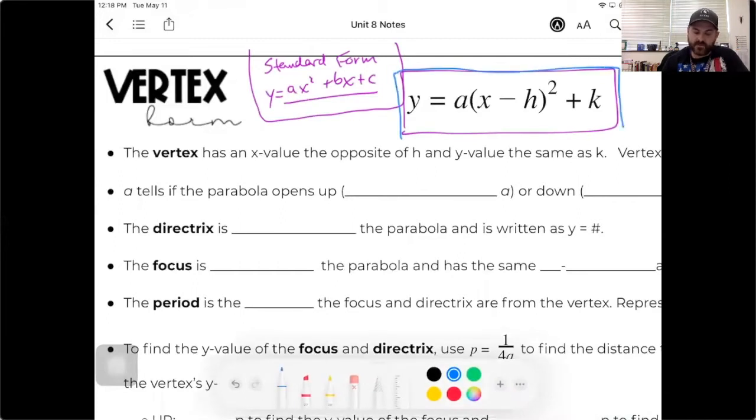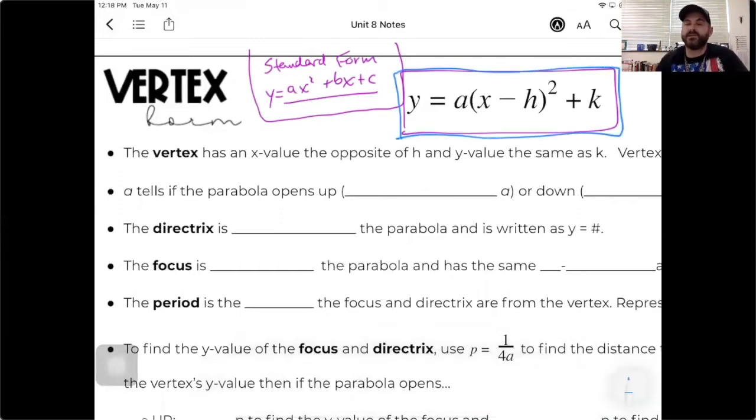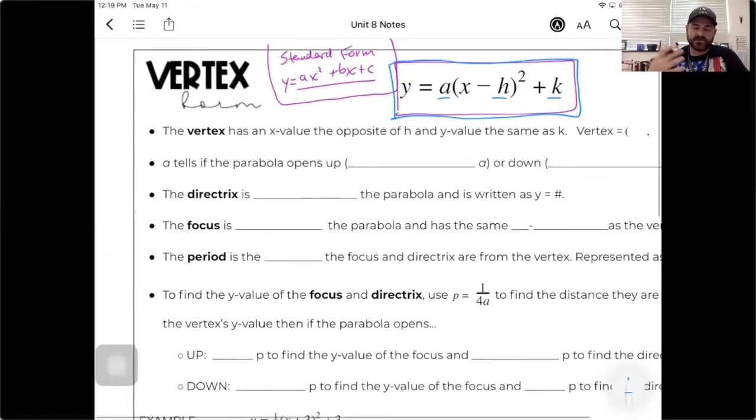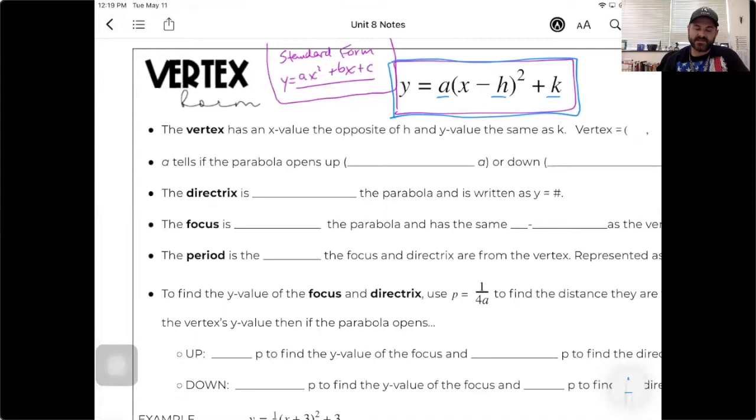Okay, vertex form is going to help us out quite a bit because it identifies the vertex just by looking at it. And I'm going to train you how to do that by looking at an equation like this. You need to understand the letter a, the letter h, and the letter k represent numbers. So most of these equations are going to just have numbers in those place values. As we look at this, the vertex is always going to have an x value that is the opposite of the h here, and a y value that is the same as the k value.